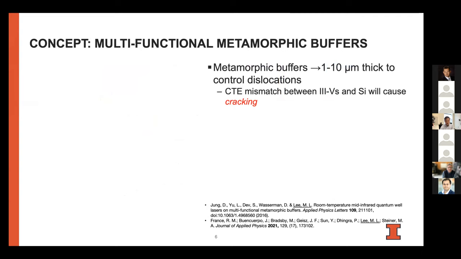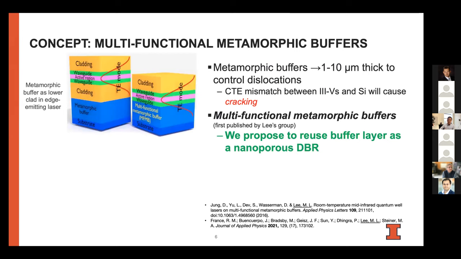And in order to do that, it looks like people need metamorphic buffers that might be towards 10 microns thick. And because there's a coefficient of thermal expansion mismatch between III-V and silicon, you can get thermal cracking pretty easily in such a scenario. Okay, so one of the things that I started thinking about with my longtime collaborator and former Illinois colleague, Dan Wasserman, was whether we could reuse the thickness of the metamorphic buffer, which is grown and designed to manage and control dislocation flow, and see, can we get some optical functionality out of that?